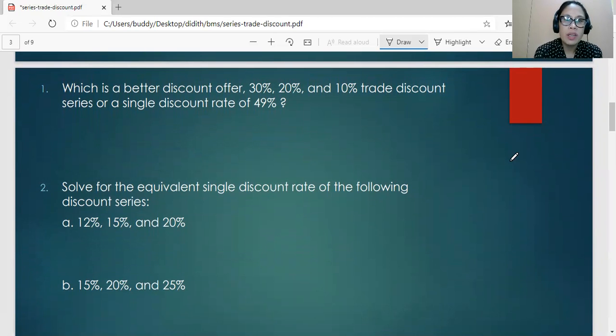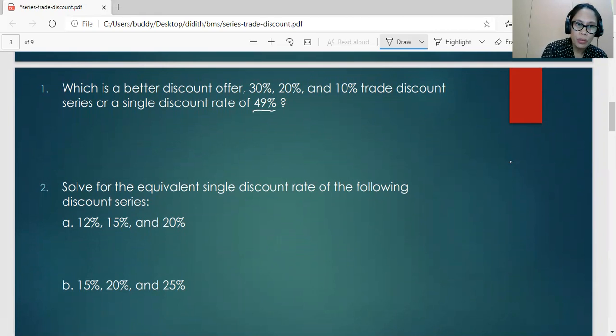Which is a better discount offer? A trade discount rate series of 30%, 20%, and 10%, or a single discount rate of 49%. Now, in our previous example, we only had two discount rates for the given discount series. Here we have three, so we will still do the same thing. So I'm going to use the first method.